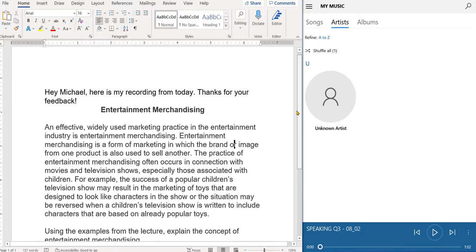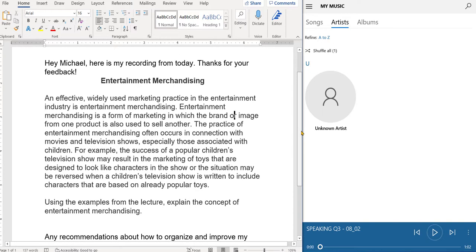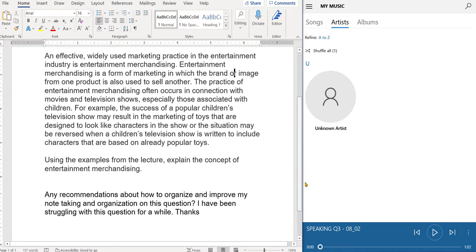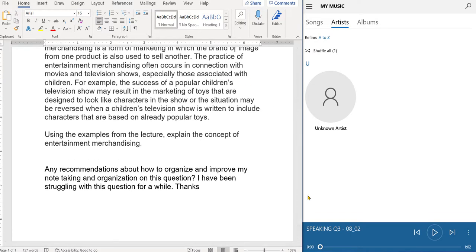She said, "Hi Michael, here's my recording from today. Thanks for your feedback." So we have a reading passage about entertainment merchandising. We have a speaker who expands on this idea through some examples. So the question is, using examples from the lecture, explain the concept of entertainment merchandising.